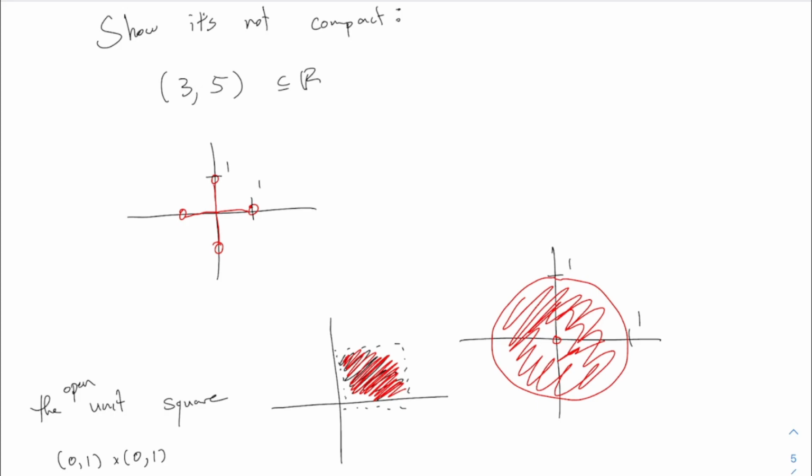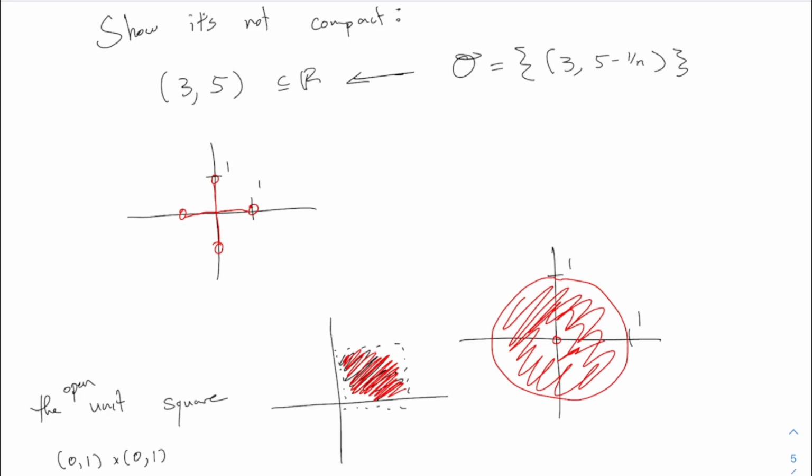All right, I think we got to talk about these. So people did great on the first one, the interval 3 to 5. Here, I would use the open cover, something like the interval 3 to 5 minus 1 over n. This makes it so that the right end point of these intervals approaches 5.